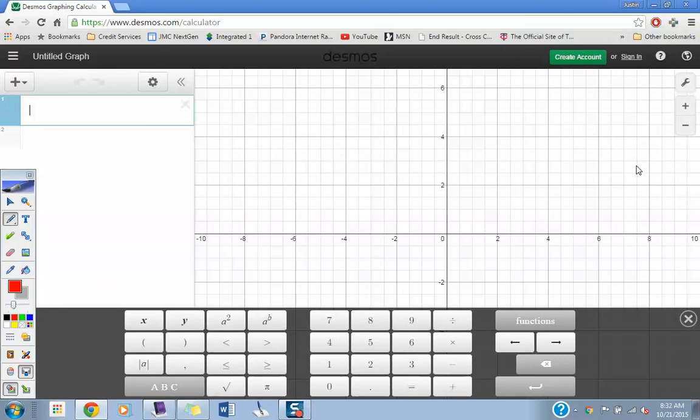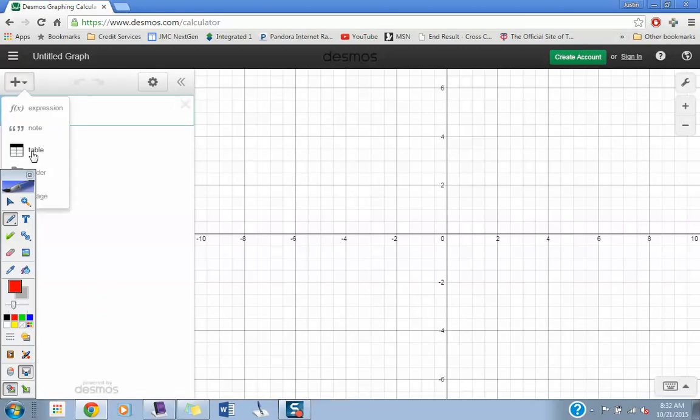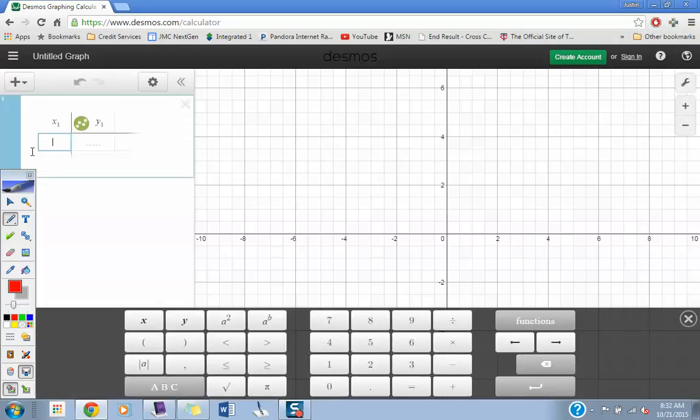Okay, what was the first point that they put in there, kiddos? What's the first point they put in there? 0, comma negative 6? All right, hey, I want to show you something right here.